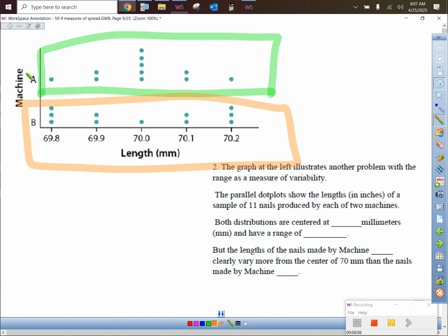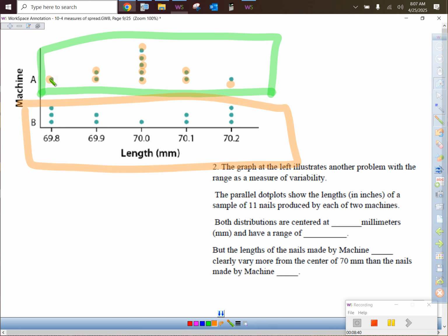So in machine A, this one was 70, 70, 70, 70, 70. This one was 70.1 millimeters, 70.1. This one was 70.2, 69.9, 69.9, and 69.8. Do you kind of see what that data is all about? And then machine B, same dots, way different places. They say, look at how bad using the range could be to explain the data.